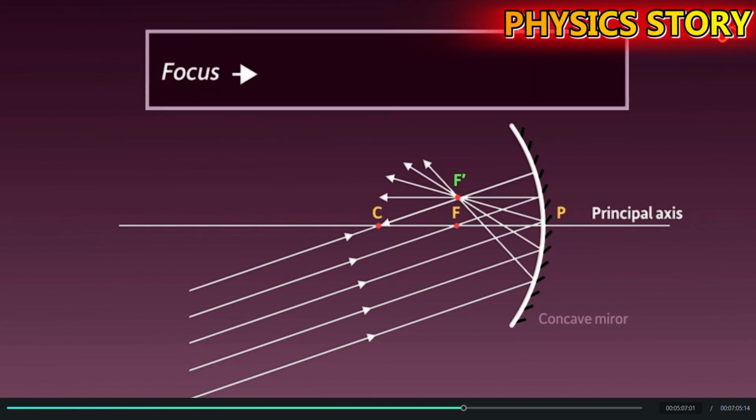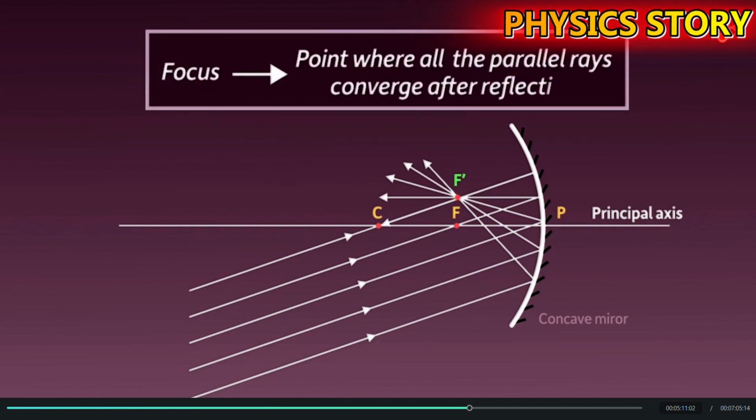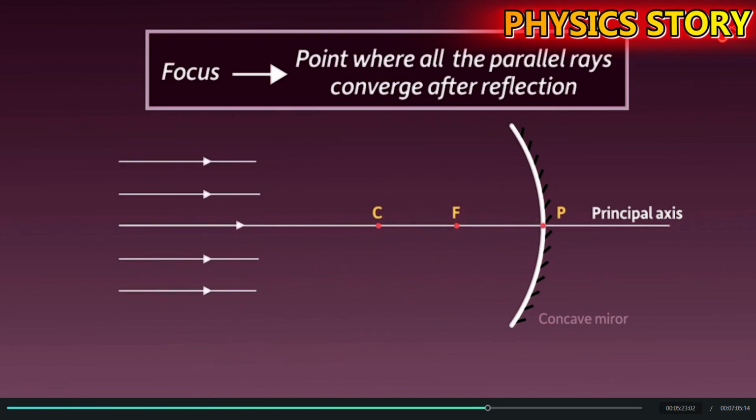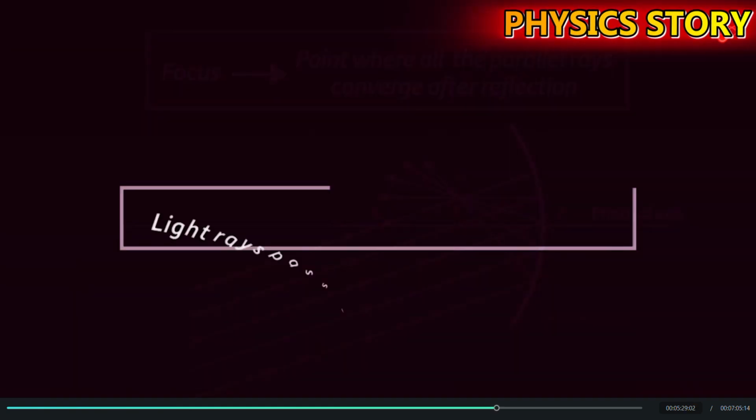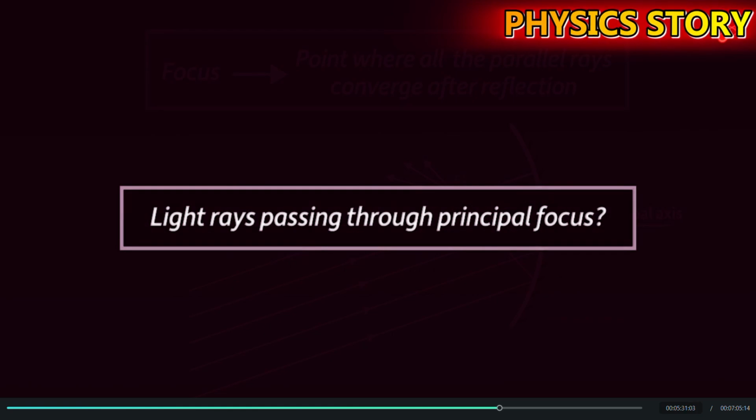So we defined focus as a point where all the parallel rays converge after bouncing off from the reflecting surface of the concave mirror. It is the principal focus if it lies on the principal axis. And it will only lie on the principal axis if the rays of light are parallel to each other as well as to the principal axis. What if the light rays are passing through the principal focus? Yes, it means the light rays won't be parallel.